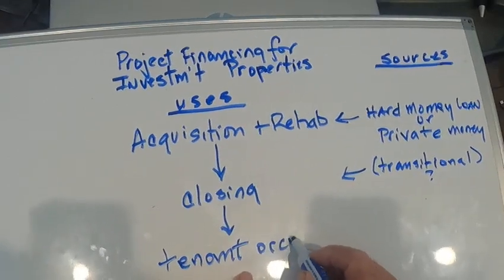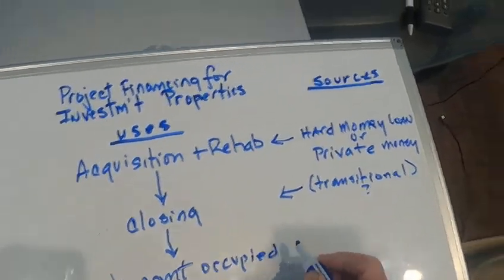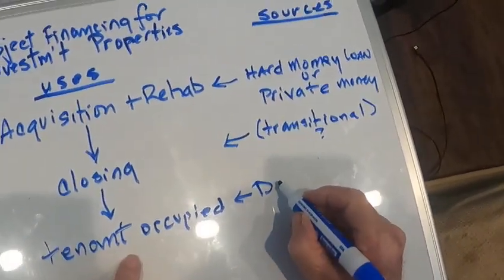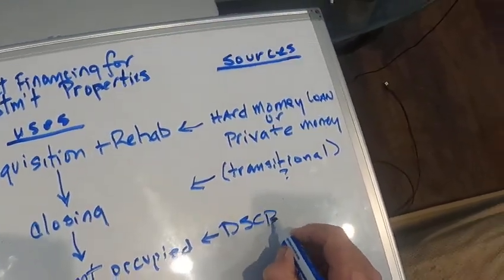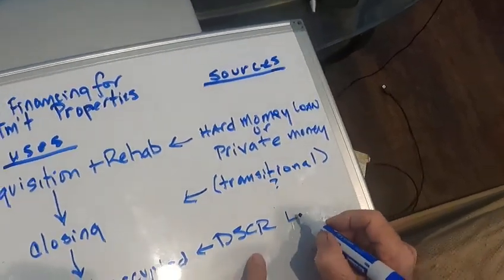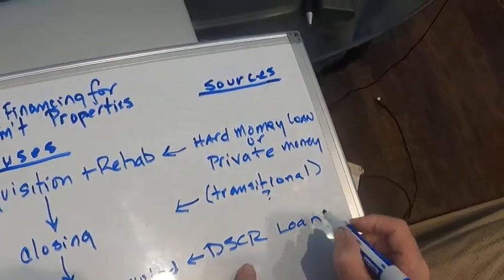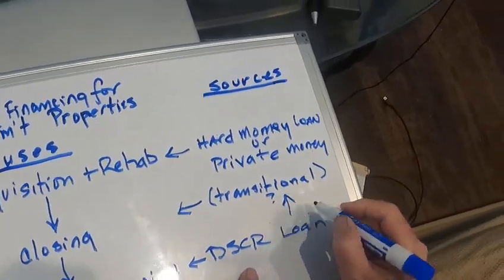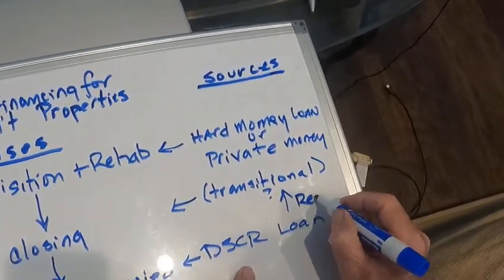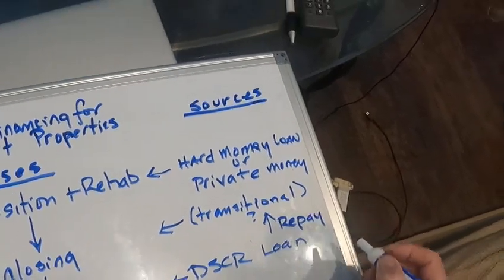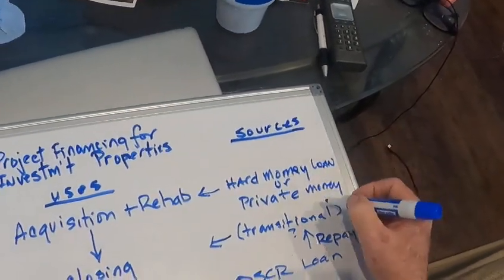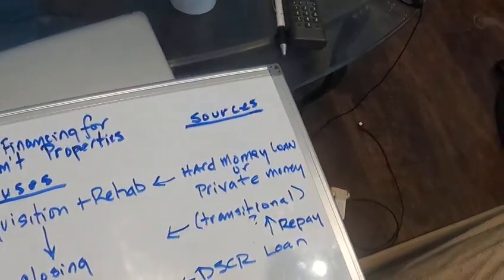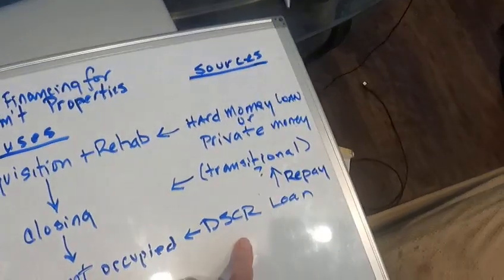occupied, we can get a DSCR loan, a debt service coverage ratio loan. And the purpose of the debt service coverage ratio is that it repays everything above. It repays both of these loans, or this loan if this one doesn't exist. So it pays all of that.